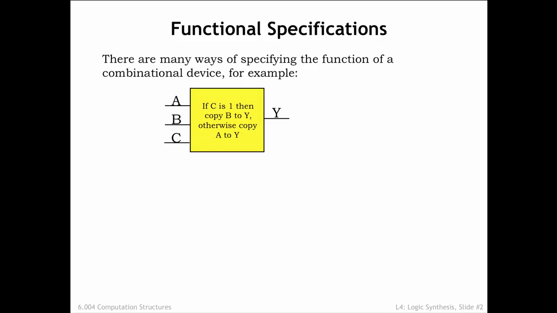In this lecture, you'll learn various techniques for creating combinational logic circuits that implement a particular functional specification. A functional specification is part of the static discipline we use to create the combinational logic abstraction of a circuit. One approach is to use natural language to describe the operation of a device. This approach has its pros and cons.